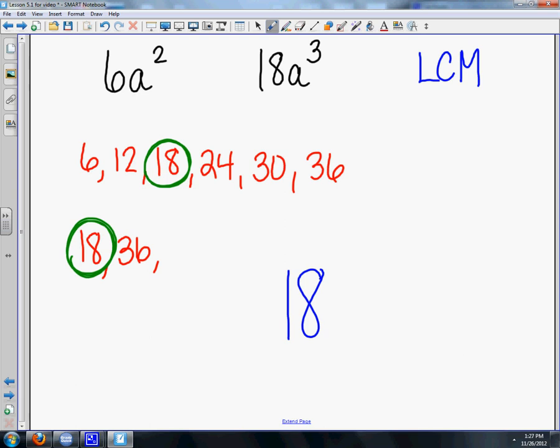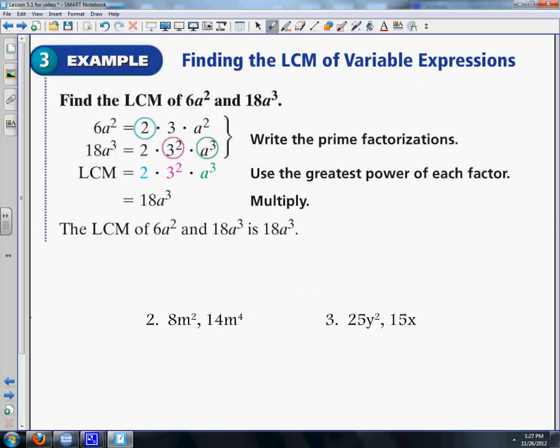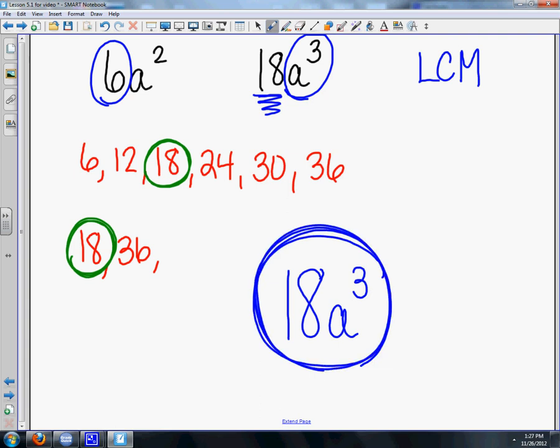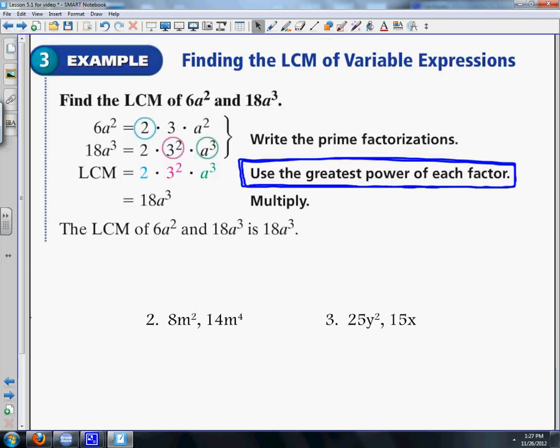So then 18 is my answer, and then if I'm looking at the letters, you end up taking the highest one. So if you look back here, it shows you. Use the greatest power of each factor. So even though it's the least common multiple, I didn't use 6. I ended up using 18. So I'm not going to use a squared. I use a to the third. I want whatever one has the most. I want whatever has the biggest power. So if you look back here at this example, 18a to the third is the answer, is the LCM.